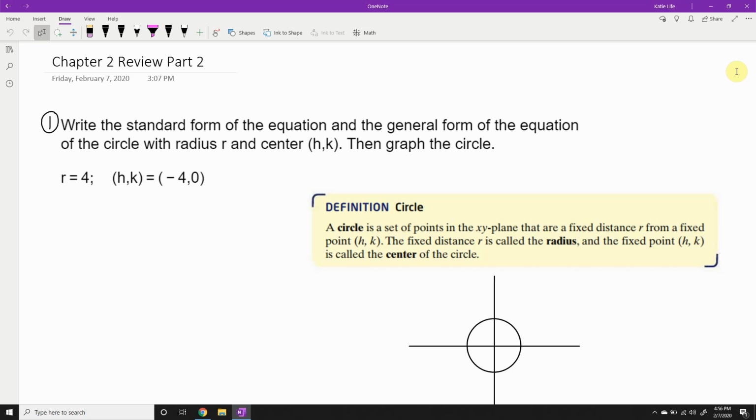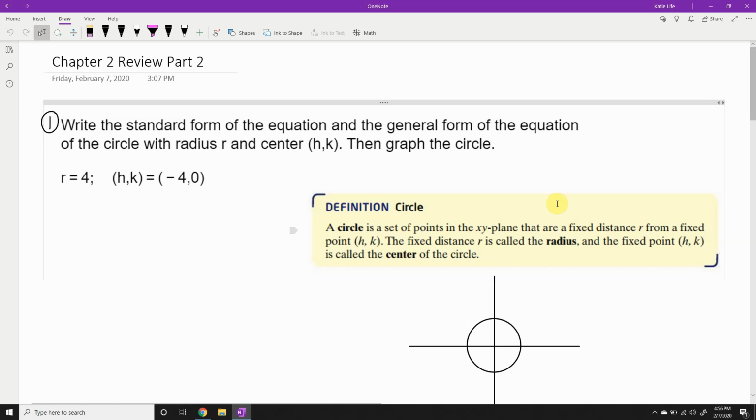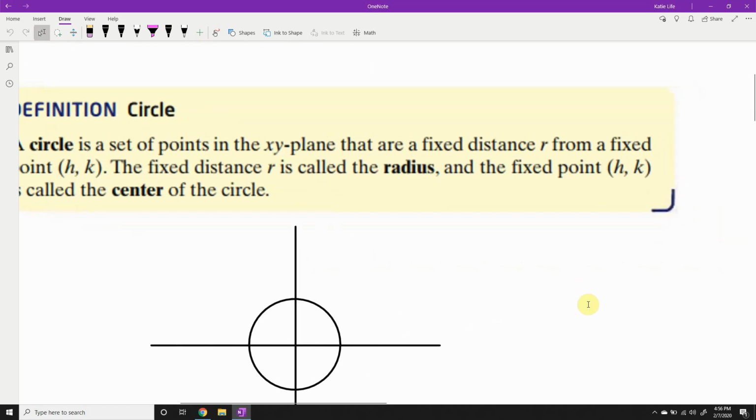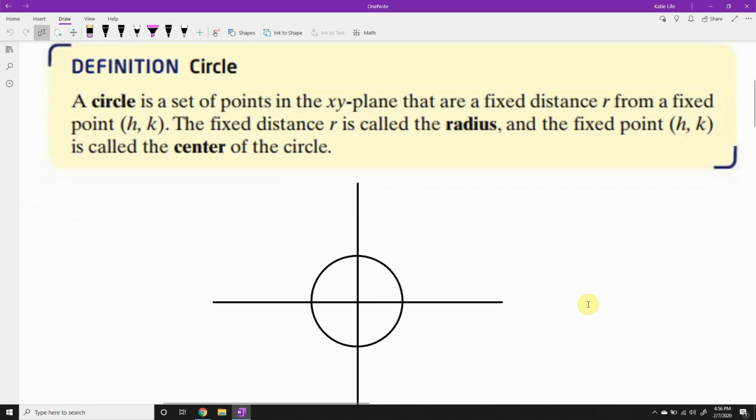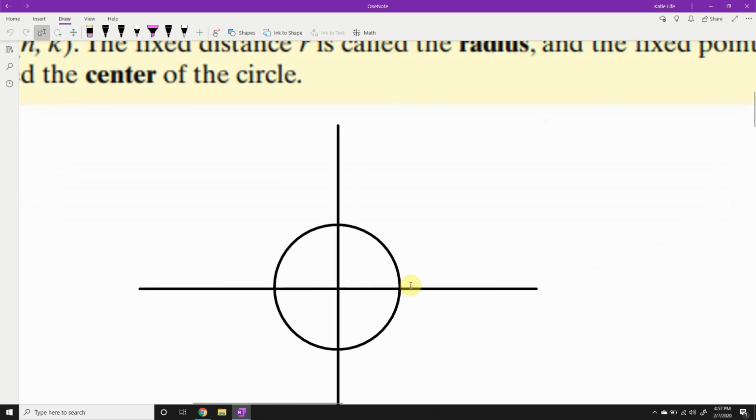So just to review real quick, the definition: what exactly is a circle, or what makes a figure a circle? A circle is a set of points in the xy plane that are a fixed distance r from a fixed point h, k. The fixed distance r is called the radius, and the fixed point h, k is called the center of the circle.